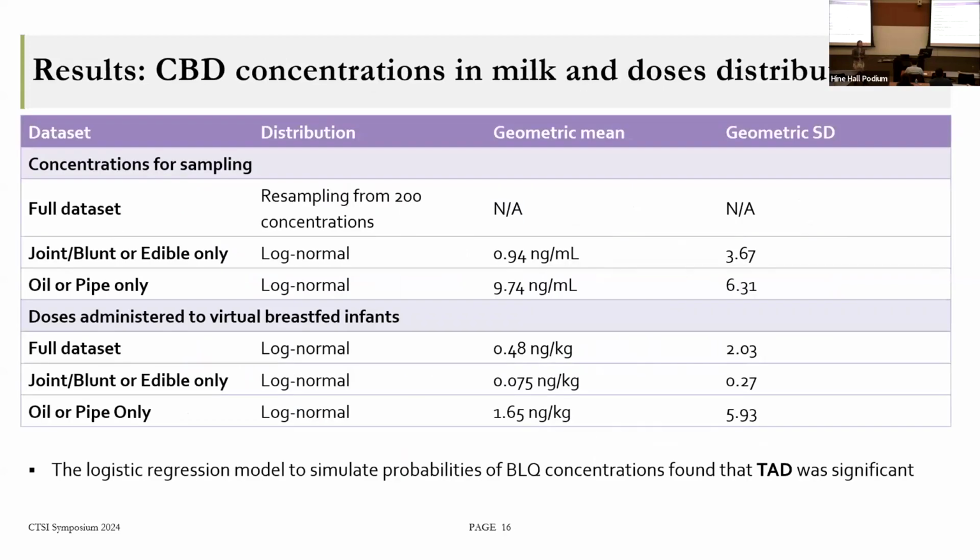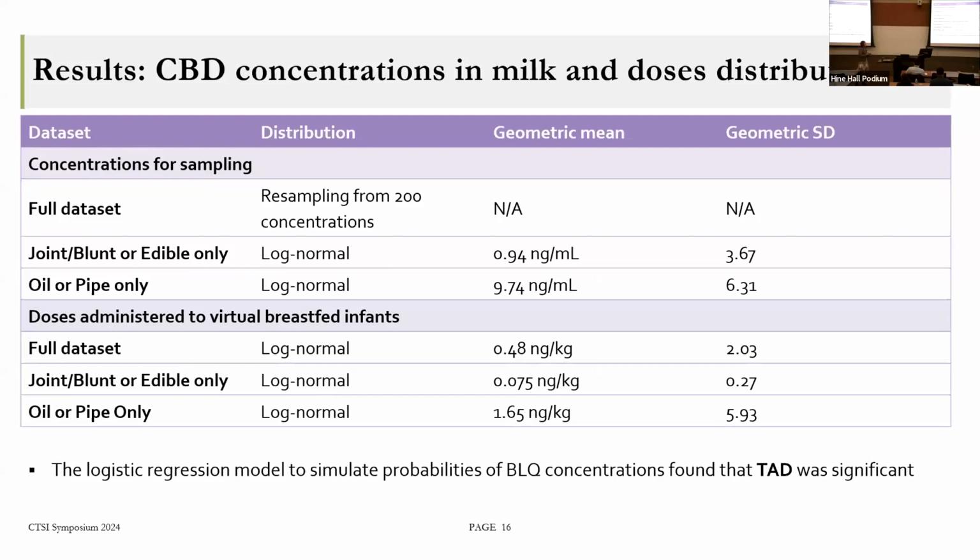So looking at more results, we're now looking at the CBD concentrations in milk and the different dose distributions. On the very top rows, we see the concentrations that were used. For the full data set, we used the sampling across the 200. That was that sampling with replacement. And then the joint/blunt or edible, that was log normally distributed with that geometric mean and SD. Same with the oil and pipe. Again, we separated those two out because those are significant in our subgroup analysis.